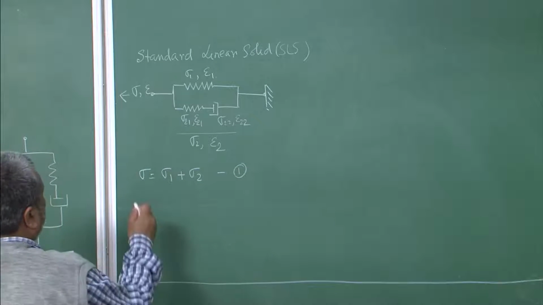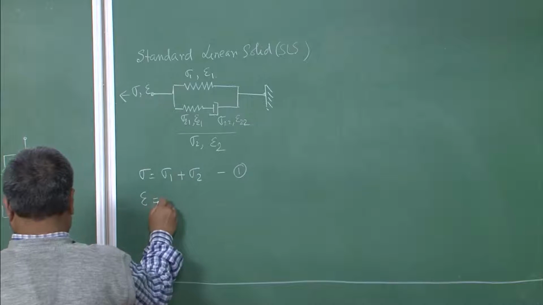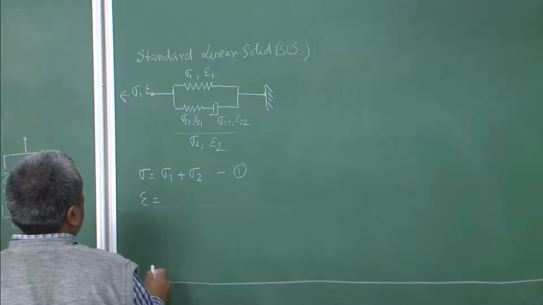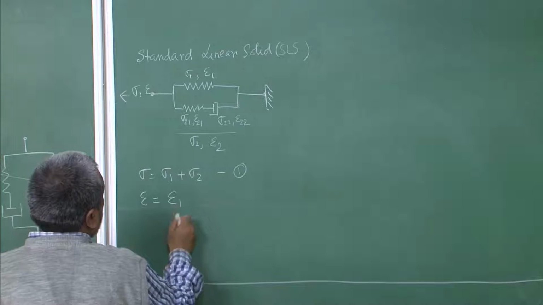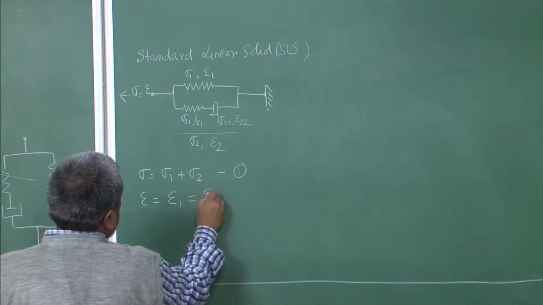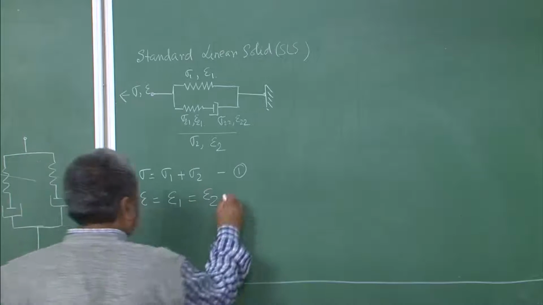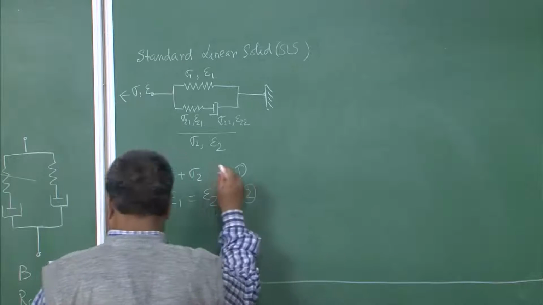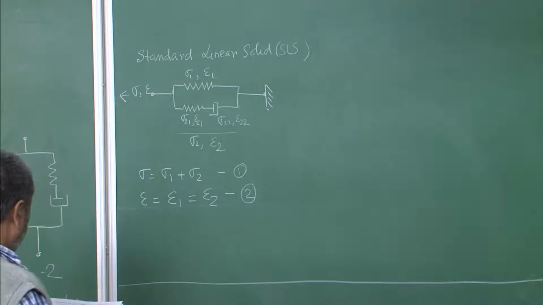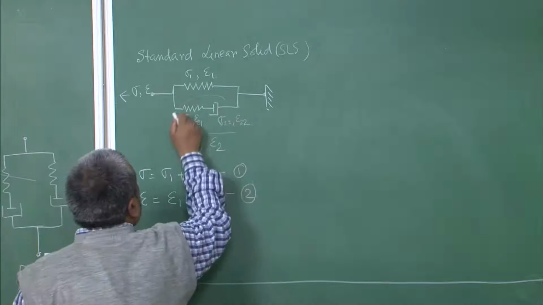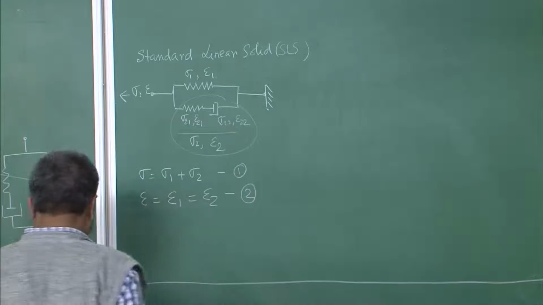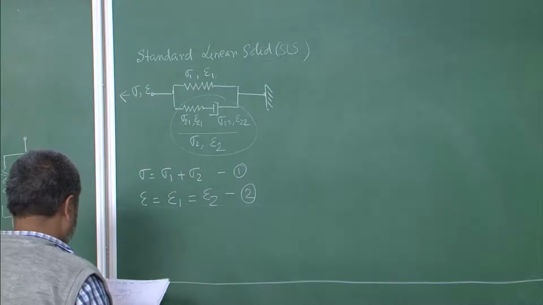And what is epsilon? Epsilon is actually the strain, which is the same because it is a parallel model. So, it is epsilon 1 and that is epsilon 2, that is what is my second equation. Now, for the Maxwell arm, that means for this arm, let us try to close on it further.